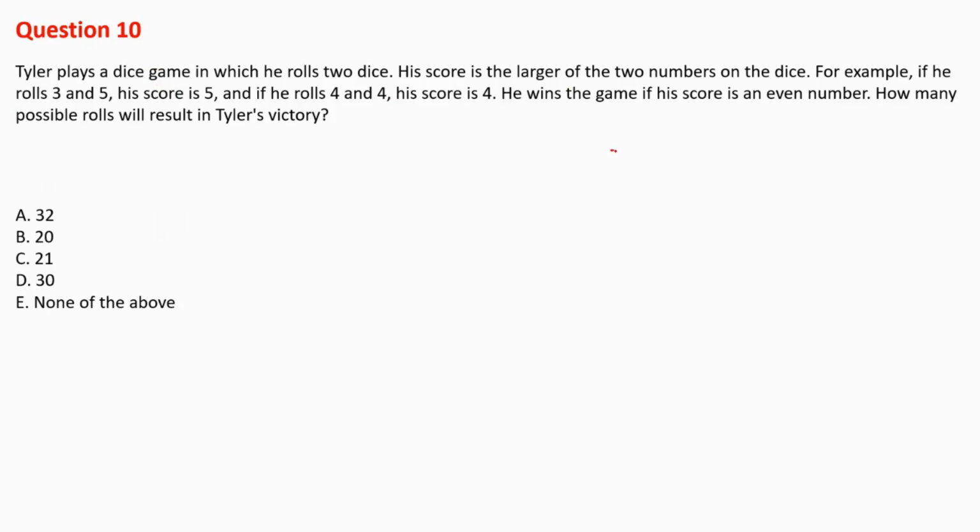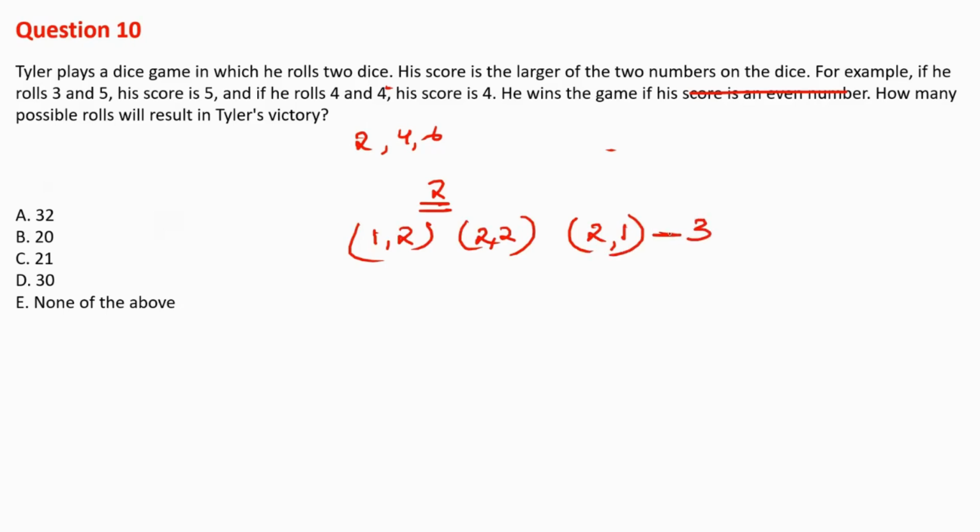He wins the game if his score is an even number. So what are the possible even numbers on our dice? 2, 4, and 6. If we consider 2 being the higher number, what are the possible outcomes? First die having 1, second die having 2. Both dice having 2. First die having 2, second die having 1. We cannot have any more possible outcomes. So 3 possible outcomes are there.